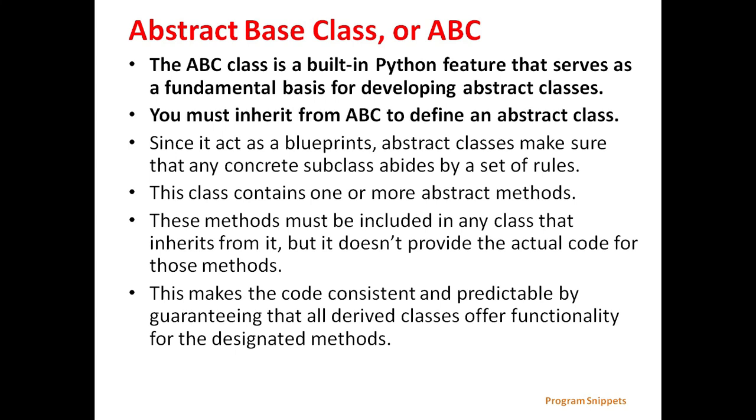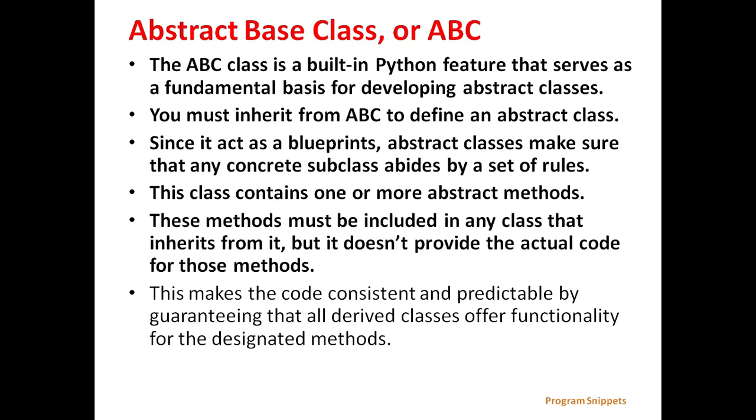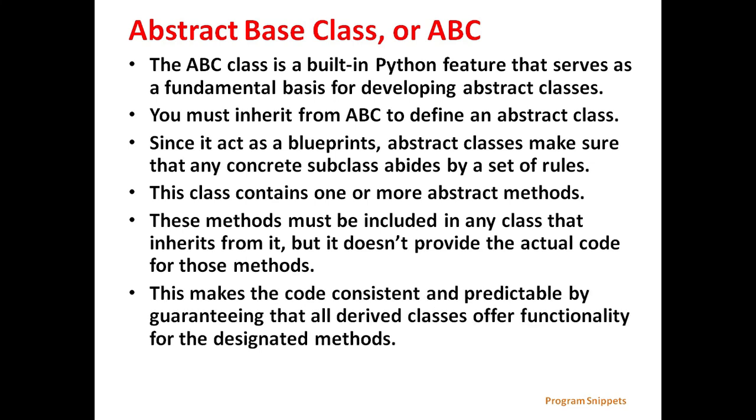You must inherit from ABC to define an abstract class. Since it acts as a blueprint, abstract classes make sure that any concrete subclass must follow a set of rules. This class contains one or more abstract methods, and these methods must be included in any class that inherits from it. But it doesn't provide the actual code for these methods, which makes the code consistent and predictable by guaranteeing that all derived classes offer functionality for the designated methods.